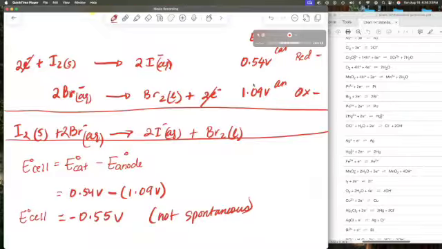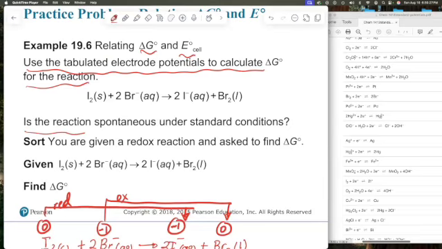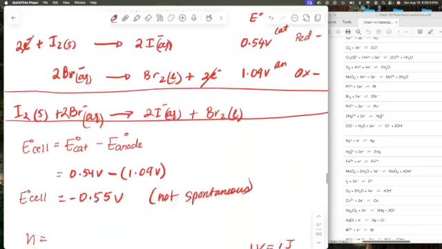Before we continue, right? What do they want us to do? They want us to find, oh okay, is the reaction spontaneous under standard conditions? Okay, currently, conclusion, not spontaneous. But I think we're supposed to find delta G, right? To calculate the delta G of the reaction. Okay, so we're not done.